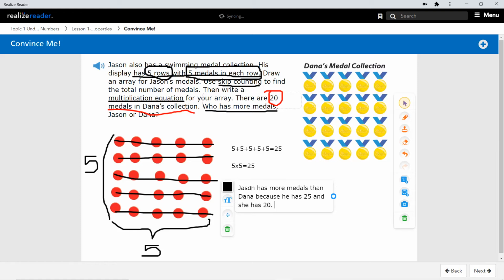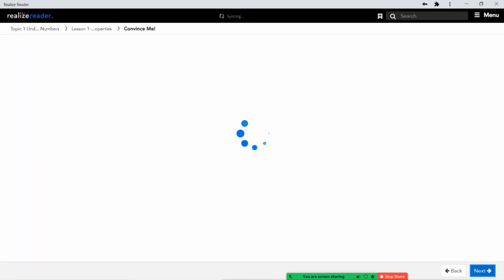So if we're going to write this, we can write it as 25 is greater than 20. And that'll take us to the end of that problem. So we went through and we did all the different parts that we were asked about. We went through and we annotated our question. We pulled out the important information. We underlined what we were going to do. So we skip counted by 5s. We wrote a multiplication equation. And then we decided who has more medals.